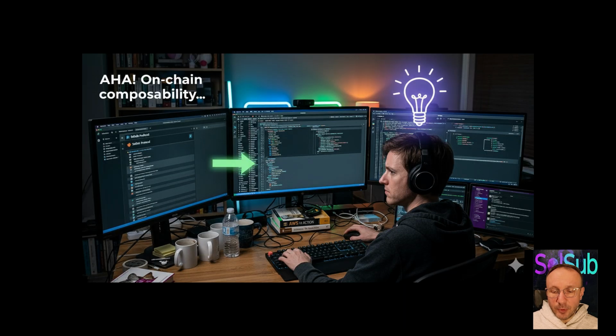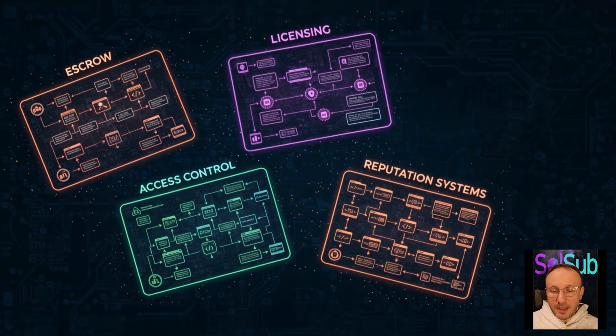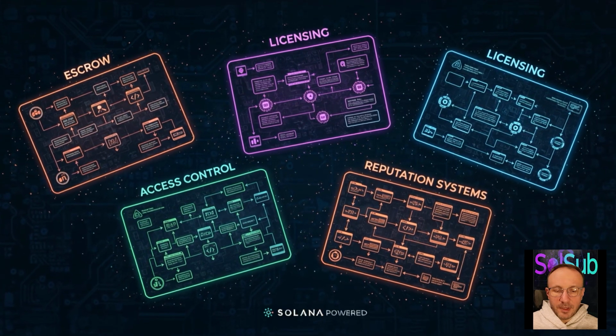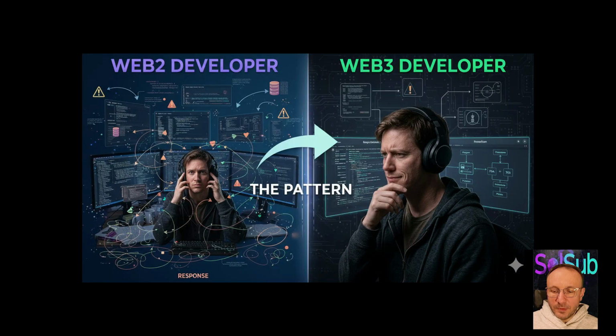SolSub is your starting point. Clone it, study the pattern, see how subscription, a classic Web2 use case, becomes pure on-chain logic. Once you understand this pattern, you will see it everywhere: escrow, licensing, access control, reputation systems. Any logic that requires trust can be encoded. This is the path from Web2 to Web3. Not learning new frameworks, learning a new mental model.